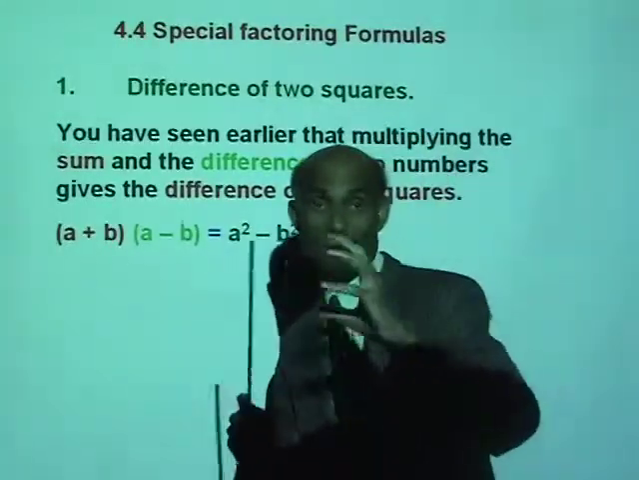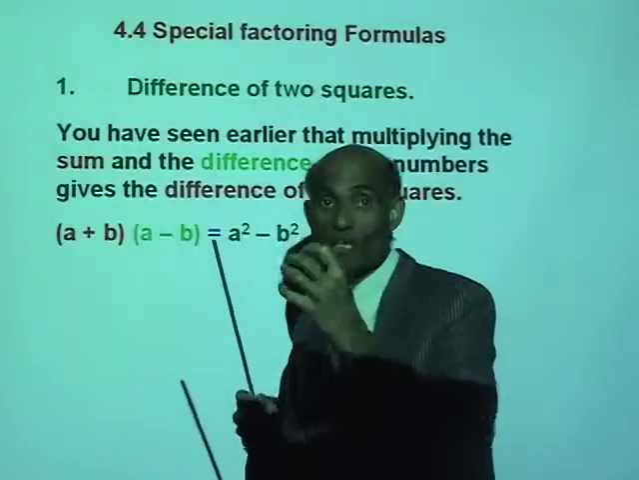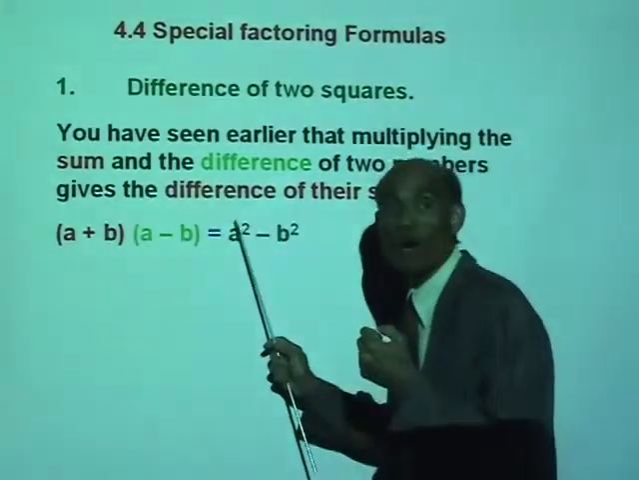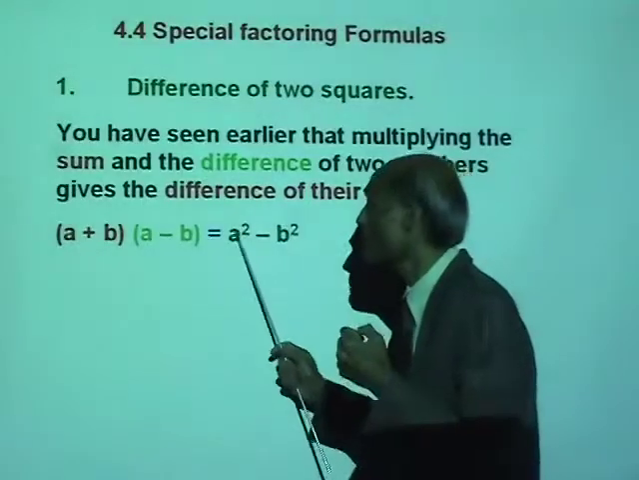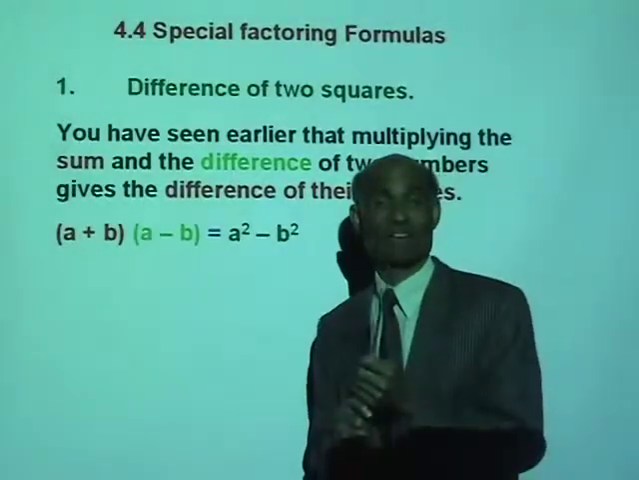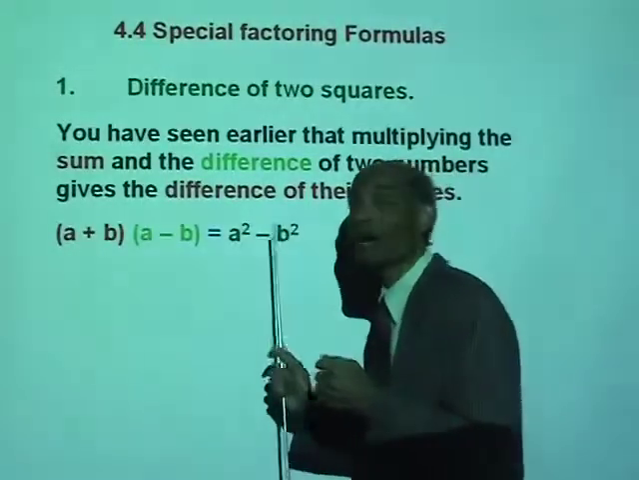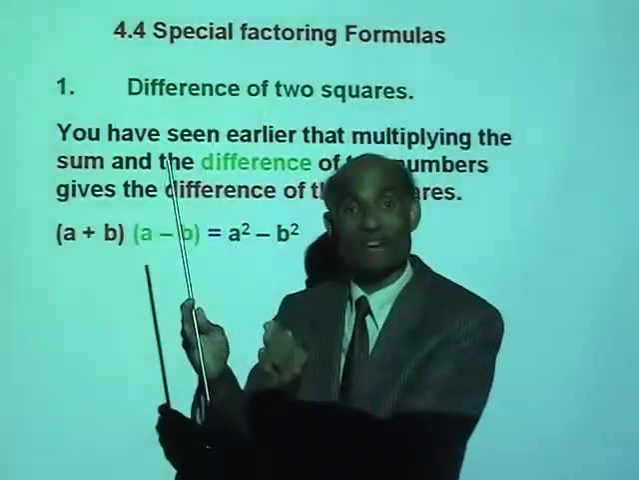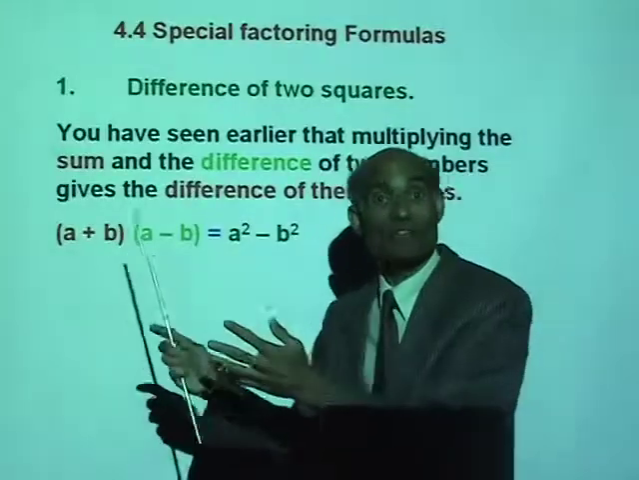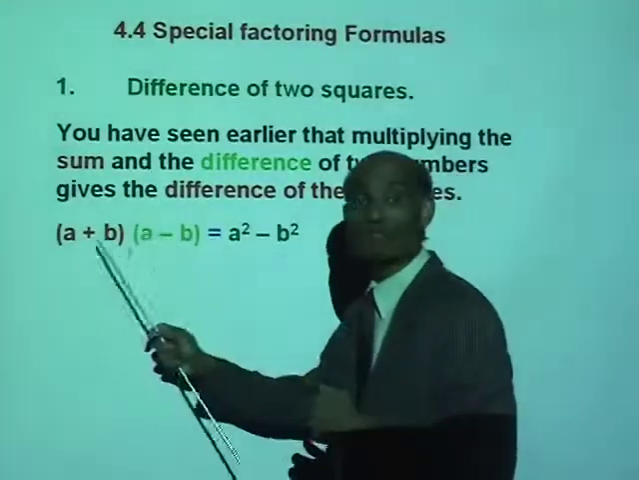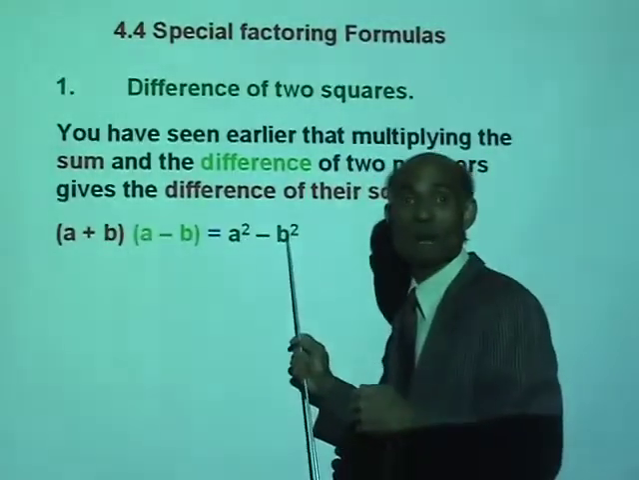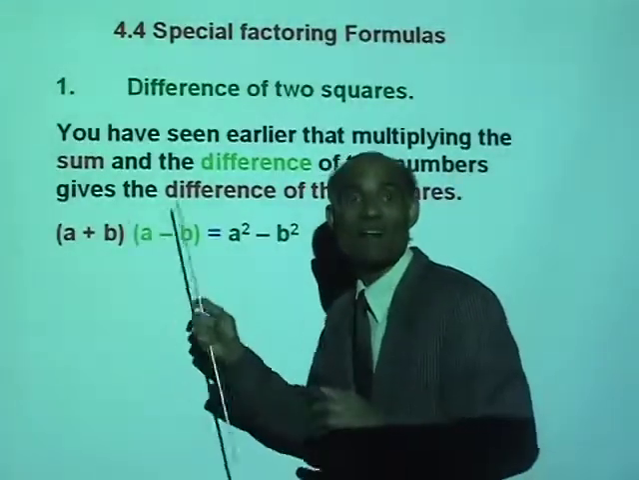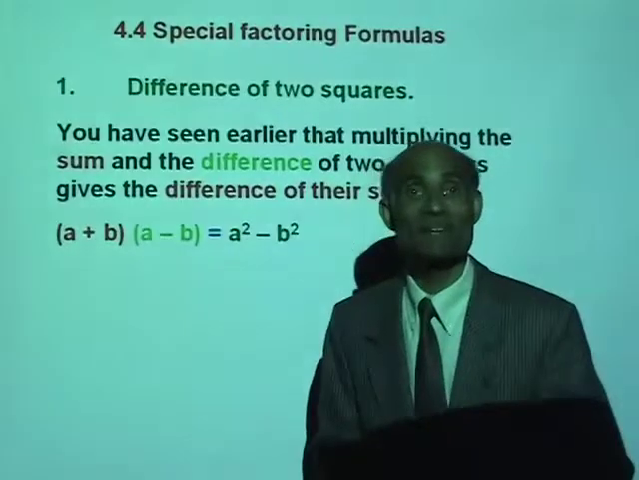Well, this is multiplication. Factoring is opposite to multiplication. So, if you want to factor a squared minus b squared, can you write a squared minus b squared as the product of two factors? Yes. Read from right to left. A squared minus b squared equal to a plus b times a minus b.